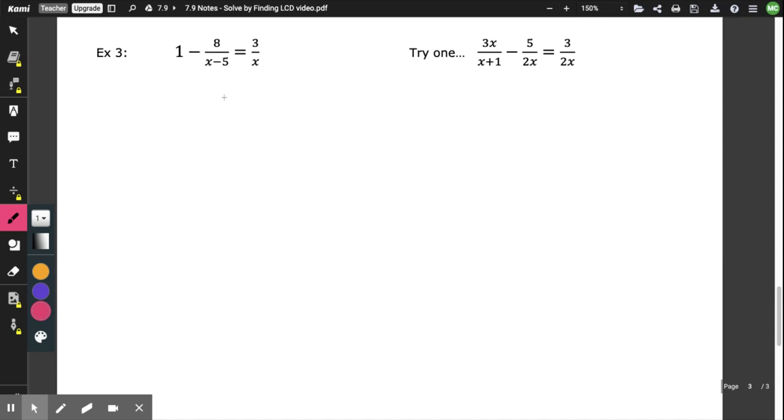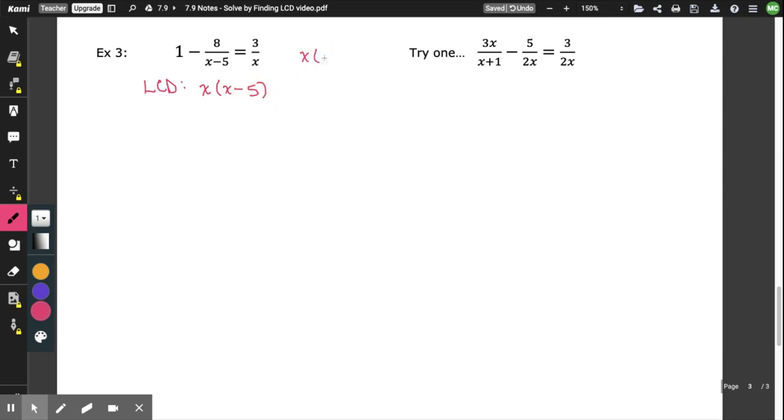In our last example today, we have two expressions with denominators. One of them is a binomial, one of them is a monomial, and they are not the same. So we still need to find our least common denominator first. And with this one, since the two denominators that are there have no factors in common, the least common denominator would be x times x minus 5.